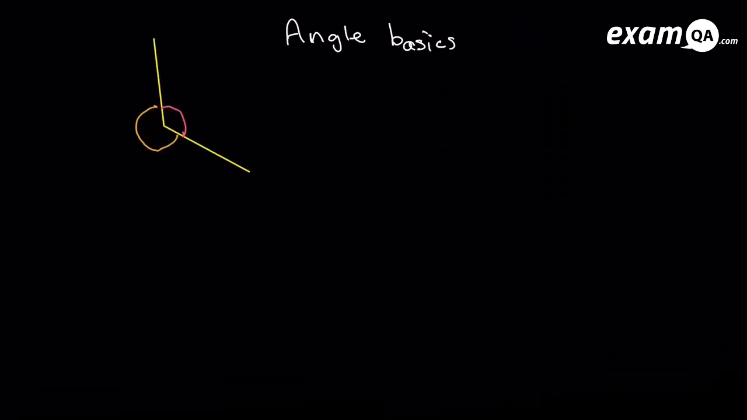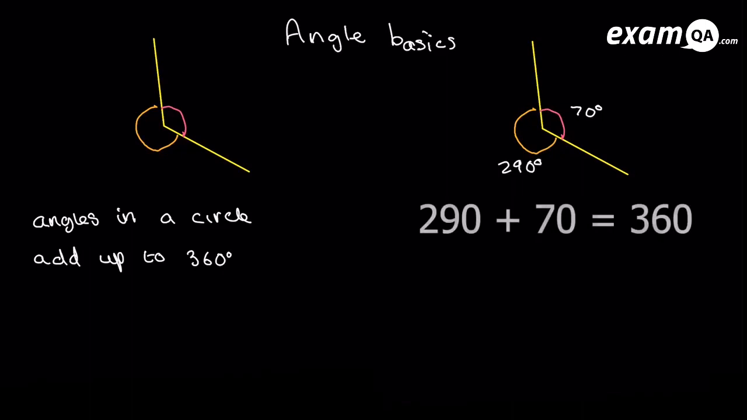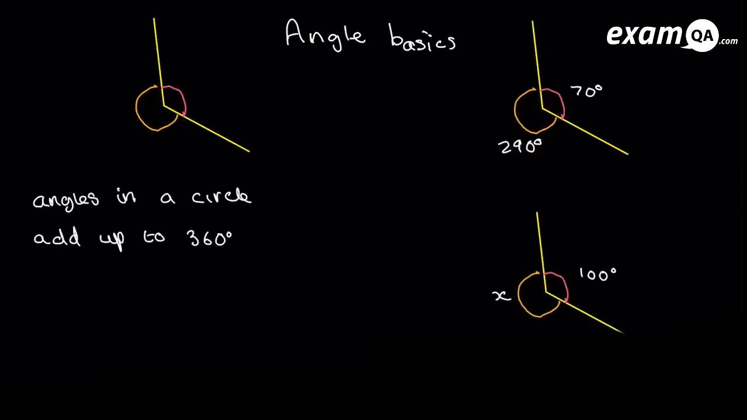Okay, so let's look at this scenario. And here you'll know the angles go round to make a little circle. So what you could say is angles in a circle always add up to 360. And that's the rule for this one. So here I've put an example for you, and you can see that 290 degrees plus 70 degrees indeed does make 360 degrees.